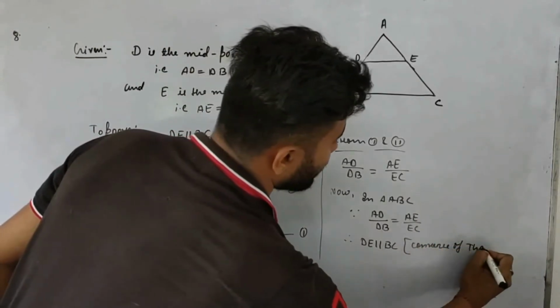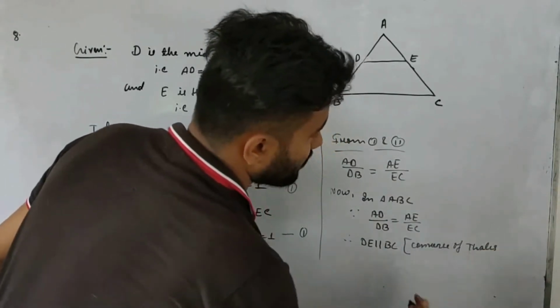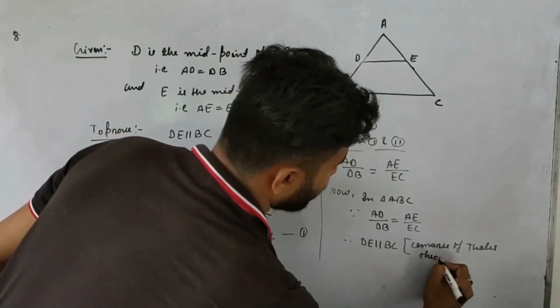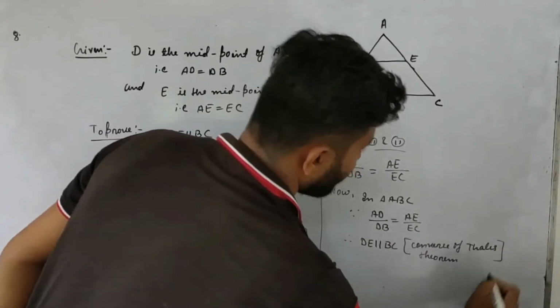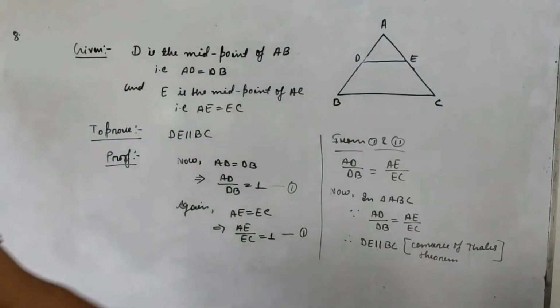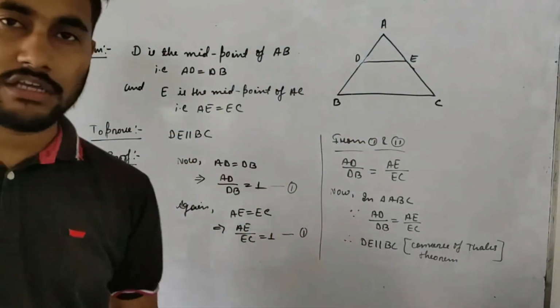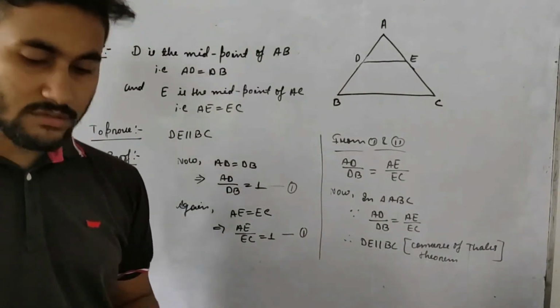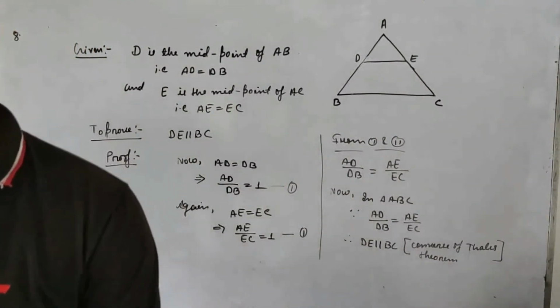converse of Thales theorem. Converse of Thales theorem. Then we have to prove DE parallel to BC. So then DE is parallel to BC. So very simple question. Okay, number 7 and number 8.